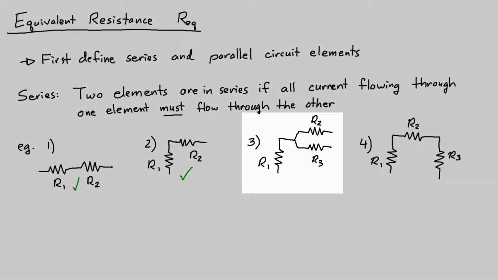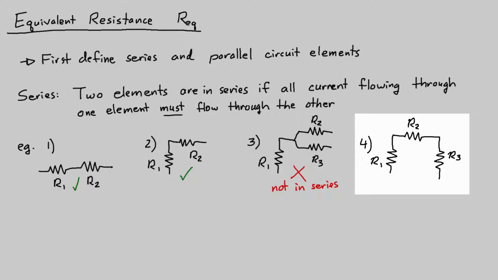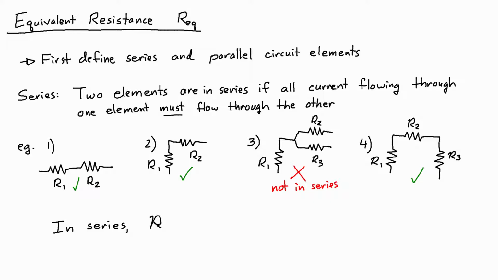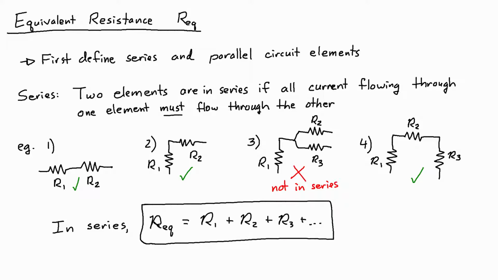In the third example, the electrons that flow through R1 can split. Some of them would go through R2, but some of them would go through R3. So these 3 resistors are not in series. In the fourth example, it's very similar to number 2. All of the electrons that go through R1 have to keep going and go through R2, and they would keep going and go through R3. So all 3 of these resistors, R1, R2, and R3, are all in series in this case. When you have resistors in series, the equivalent resistance is just the sum of the individual resistances.